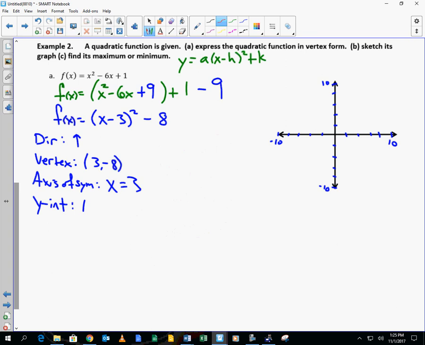Okay? All right. So I plot the points. I've got 3, negative 8. Got an axis of symmetry and a y-intercept of 1. So does that parabola have a minimum value or a maximum value? It has a minimum value of what? Negative 8. Yep. And we'll say that it occurs at 3, but the minimum value will actually say is a y value. Minimum of negative 8. We all good?